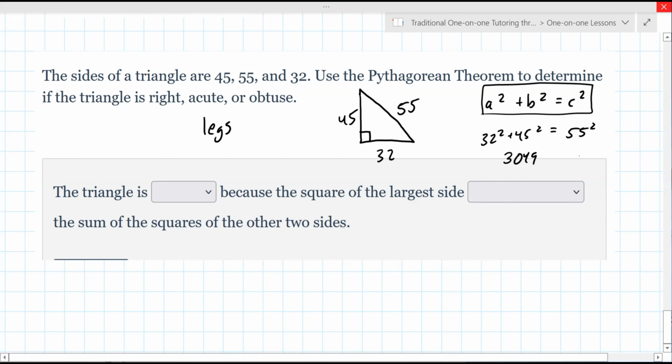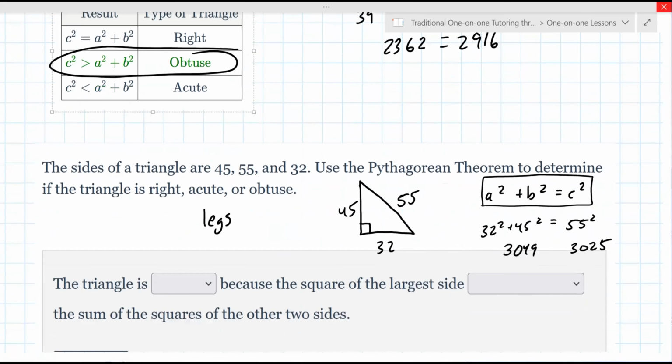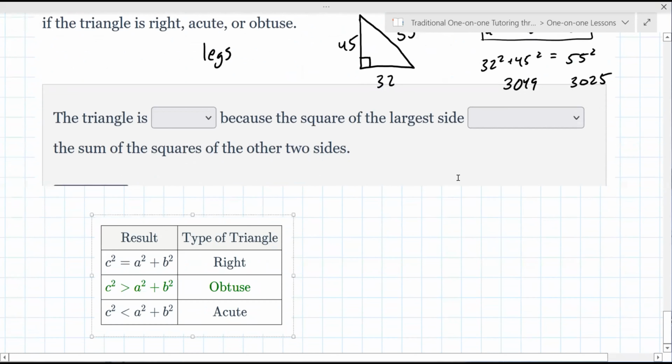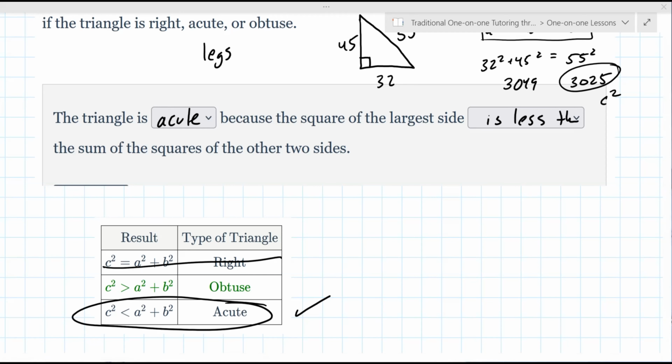So did you get these two numbers? Yes. Excellent. Okay, so let me grab this picture again, and you tell me which one it is. And this is c squared. It's definitely not equal. Yeah, it's acute. Perfect. And it's acute because the square of the largest side is less than the sum of the squares of the other sides. And so you're going to be asked this on a test. You're going to be expected to know how to do these on your own.